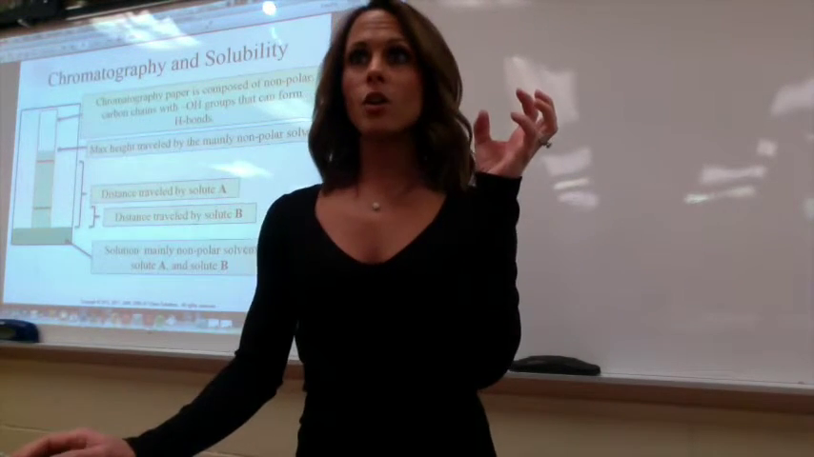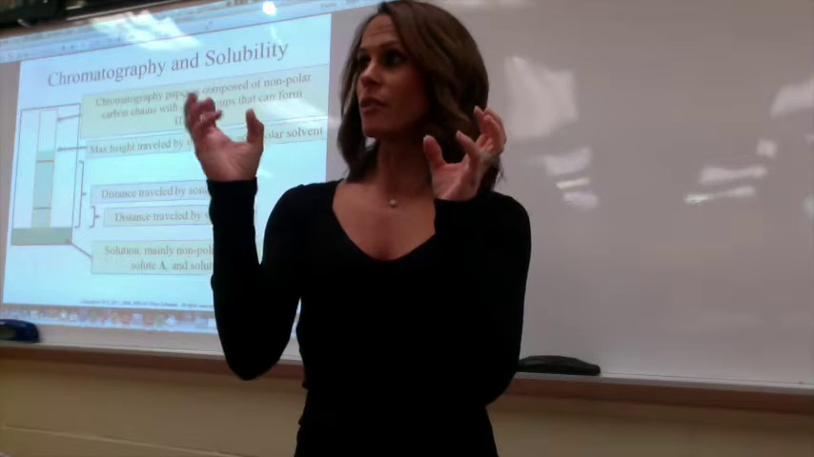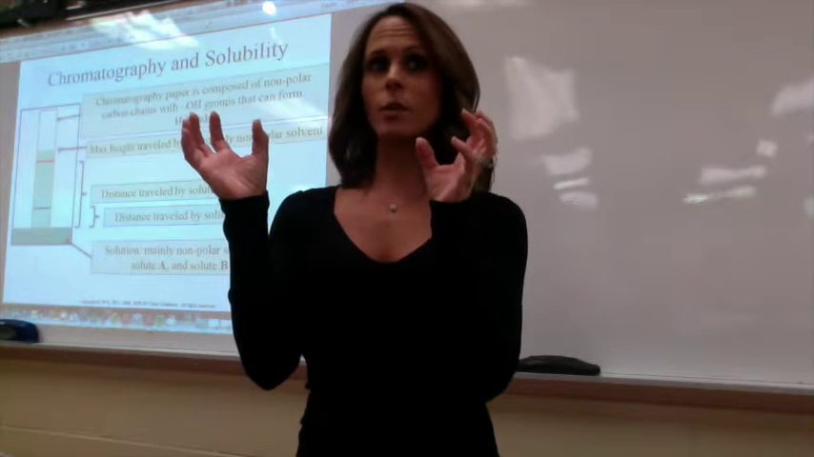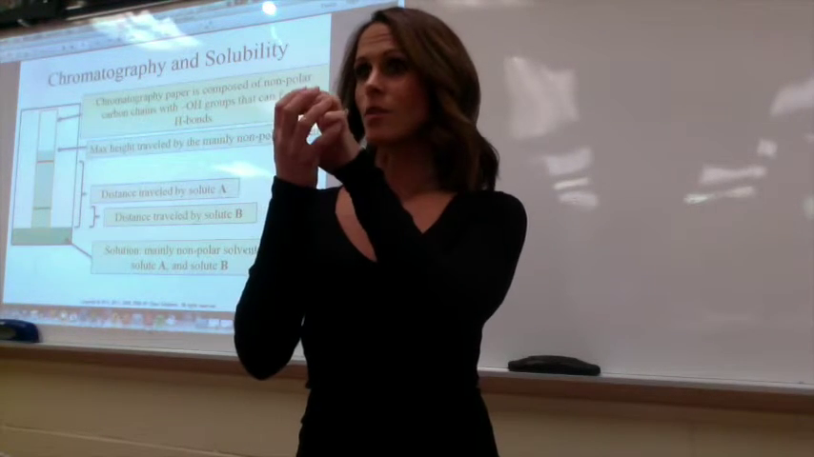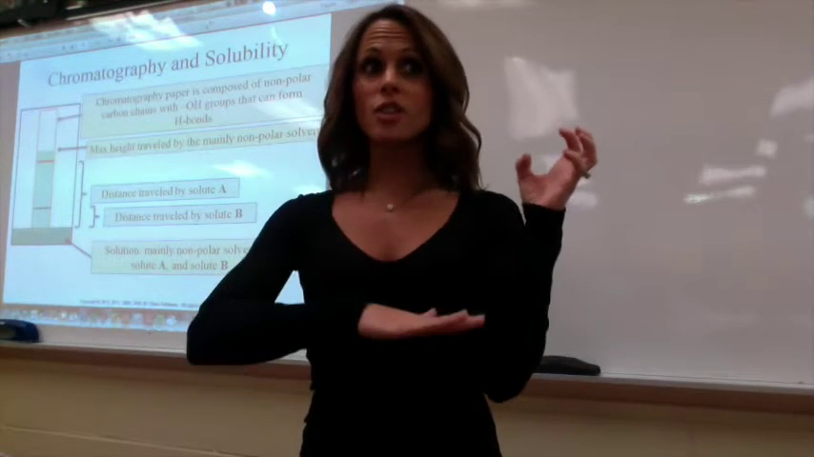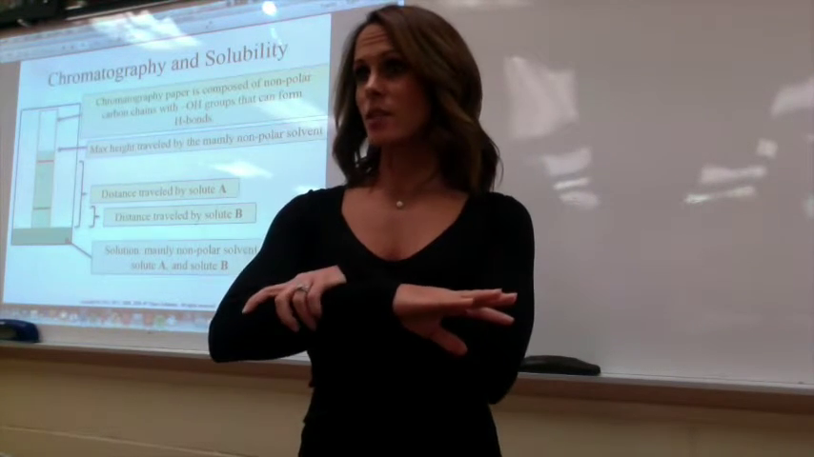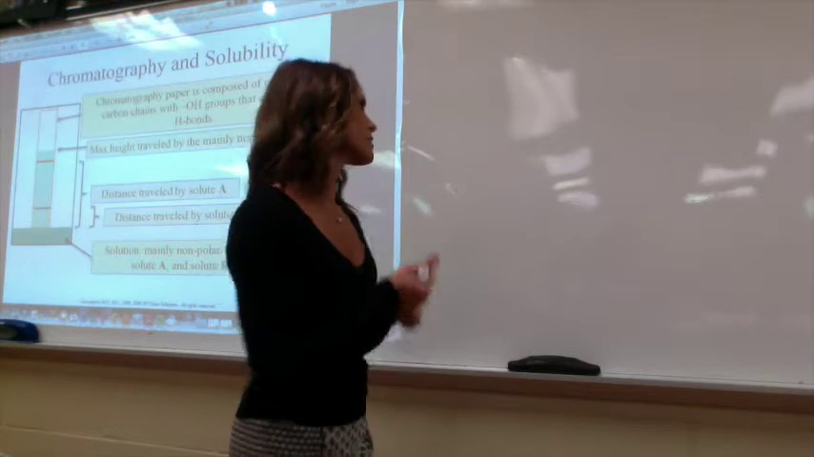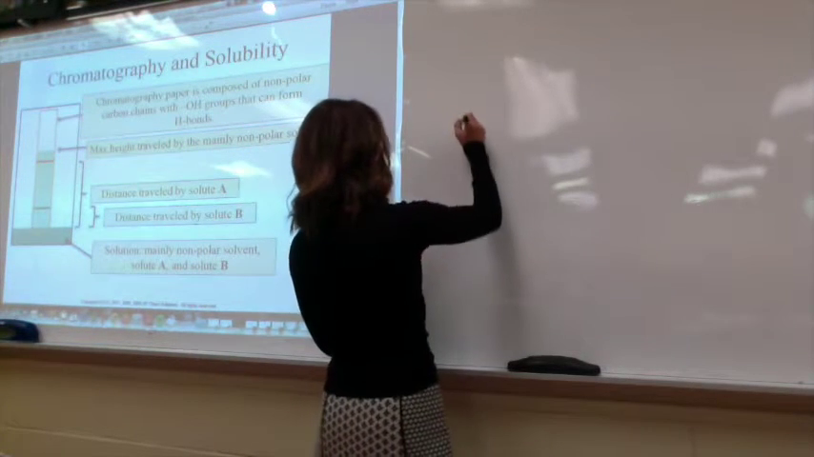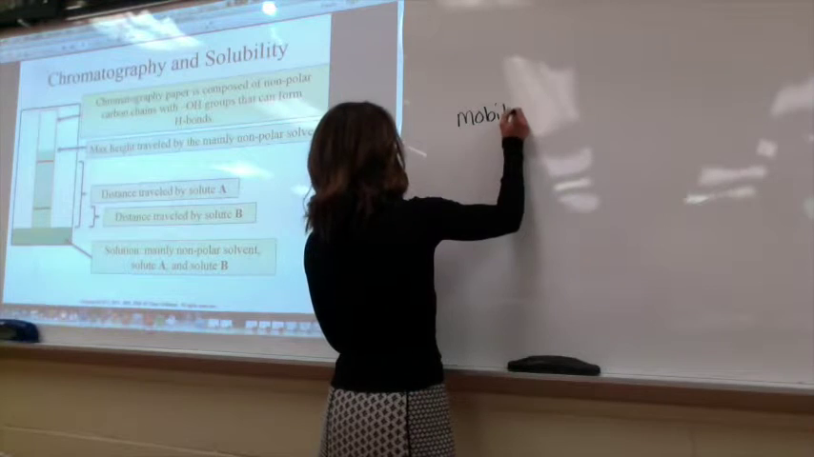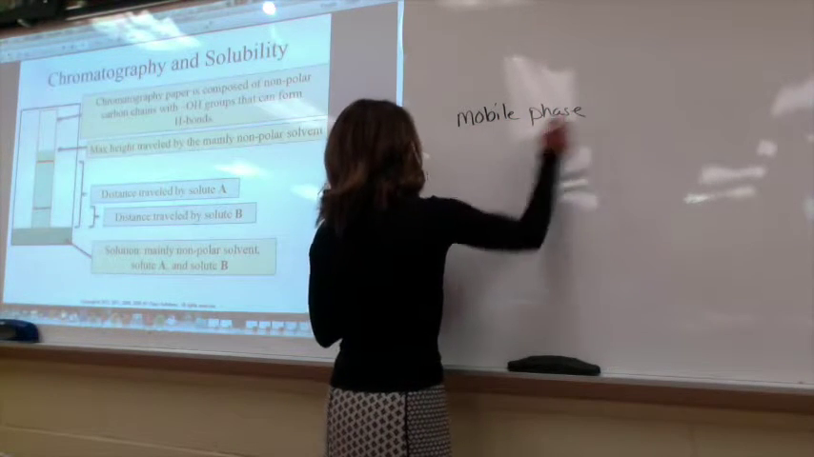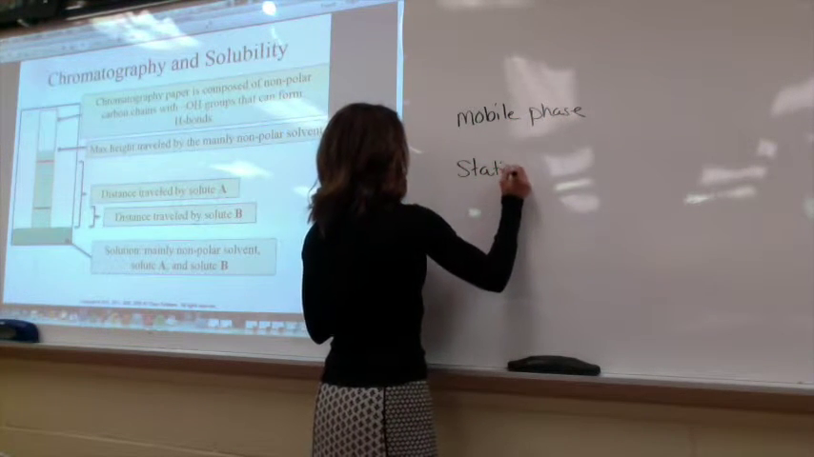So if a piece of a molecule likes a piece of what we're going to call the mobile phase, which is the liquid phase, it'll stay and interact with that. If the molecule likes the stationary phase, then it stays and interacts with that. It could be paper or something more advanced called liquid chromatography or gas chromatography. So the two words you need to know are mobile phase and stationary phase.